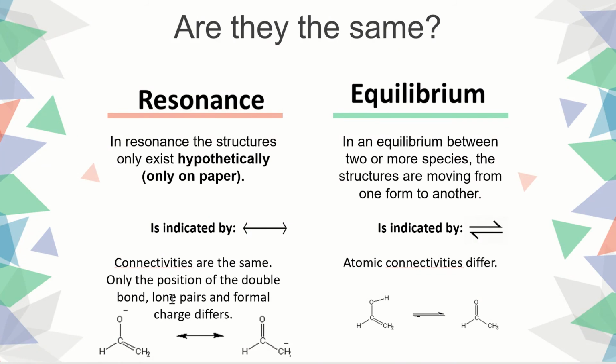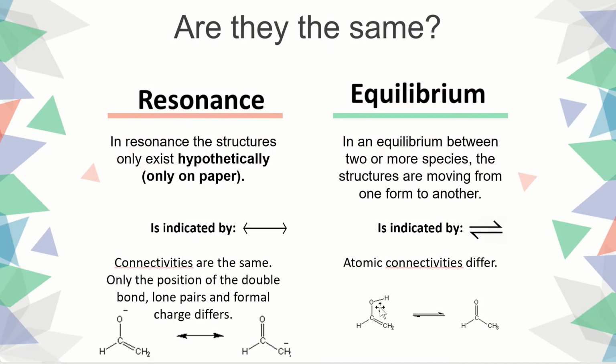Again, for resonance, the connectivities are the same as we have seen. Only the position of the double bond, lone pairs, and formal charges differ, in contrast to equilibrium where the atomic connectivities differ. So, just to look back at some structures here, this would be resonance because the connectivities are the same. This is still a CH2, so the connectivities are the same for both, and we have the right arrow, right?